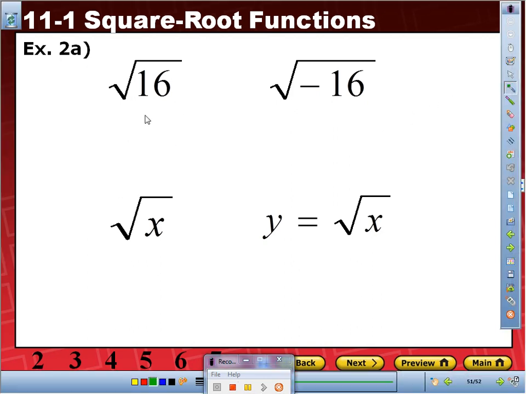Square root of 16 is what? 4. Okay? However, square root of negative 16 is not. I knew it. Why? At the beginning of the year, the very first thing I told you, the first week that we met, there are no such things in Algebra 1 as negative square roots. These are known as imaginary numbers. Remember that? Fake ones.